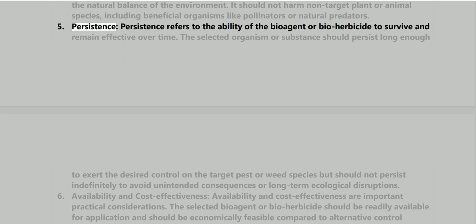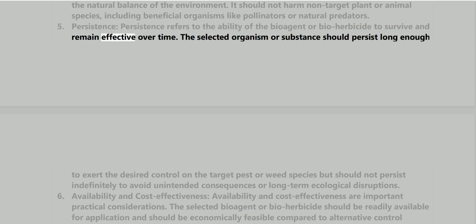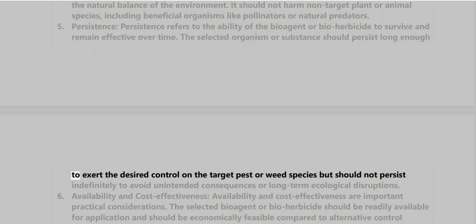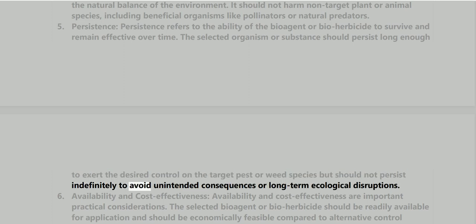5. Persistence. Persistence refers to the ability of the bioagent or bioherbicide to survive and remain effective over time. The selected organism or substance should persist long enough to exert the desired control on the target pest or weed species but should not persist indefinitely to avoid unintended consequences or long-term ecological disruptions.